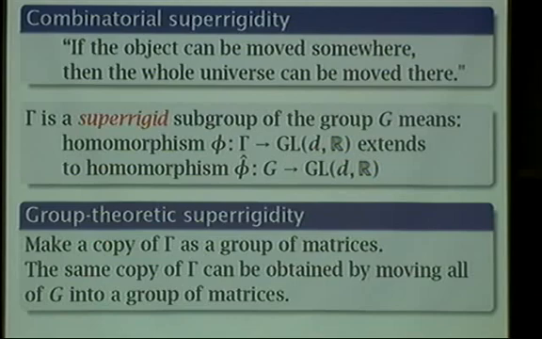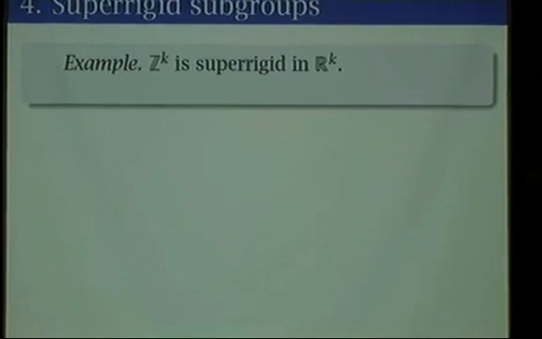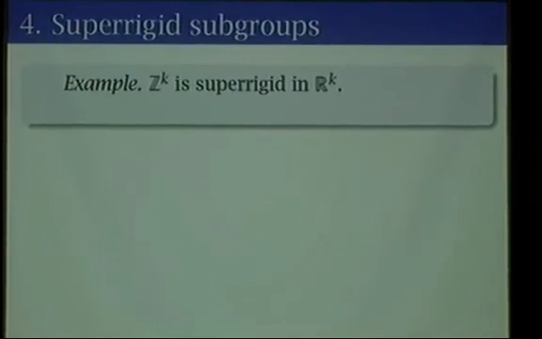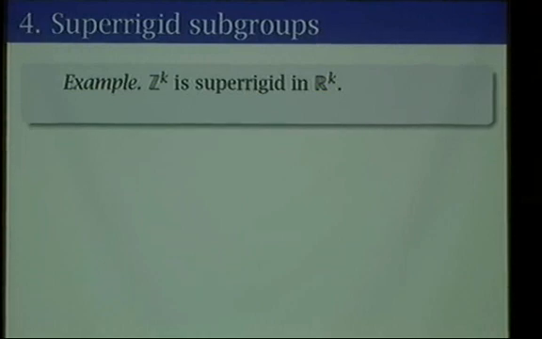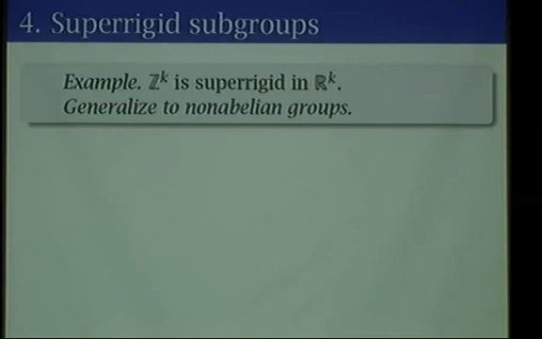We already have one example. The example we have is that Z^k is superrigid in R^k. The trouble, though, is that this is just talking about abelian groups, and abelian groups don't get you very much in mathematics. I want to talk about some examples of non-abelian groups that are superrigid.